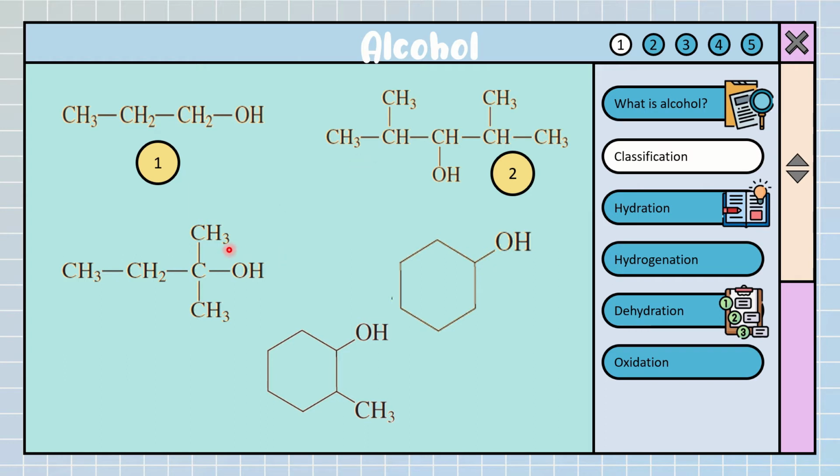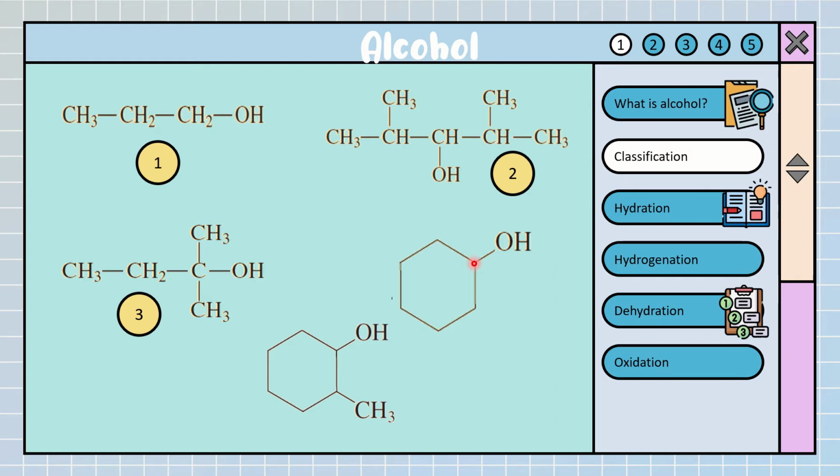Next example we have is our hydroxyl group is bonded to this carbon atom. Next is how many R groups are attached to this carbon atom. So we have first R group, second R group, and then another R group. Therefore, it has three R groups attached to that specific hydroxyl-bearing carbon atom. Therefore, this is tertiary.